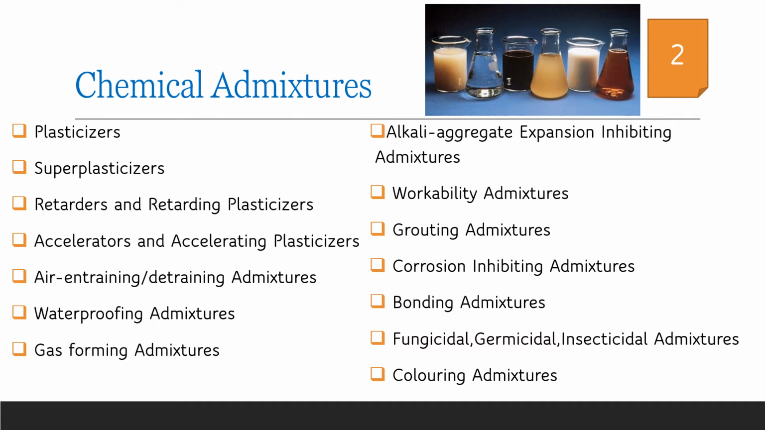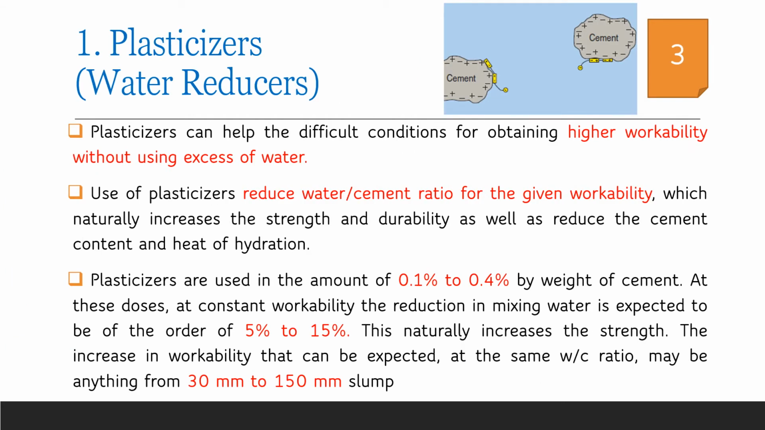There are many different types of chemical admixtures available in the market. Among them, some of the admixtures are discussed here. First of all, let us consider plasticizers. They are commonly known as water reducers. These plasticizers can be added to concrete in two different ways.